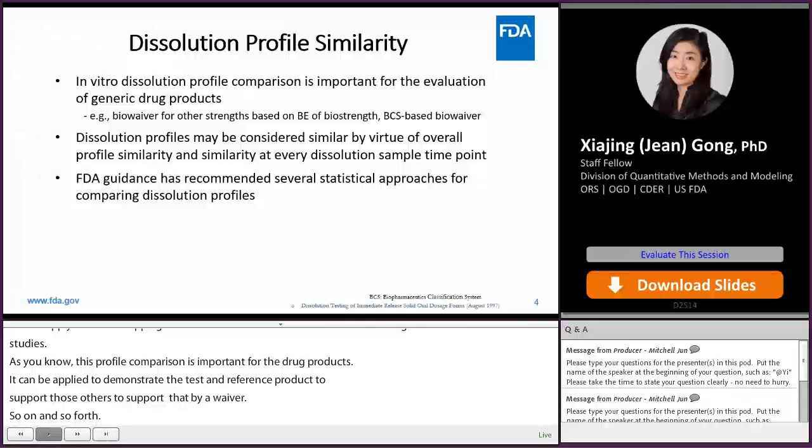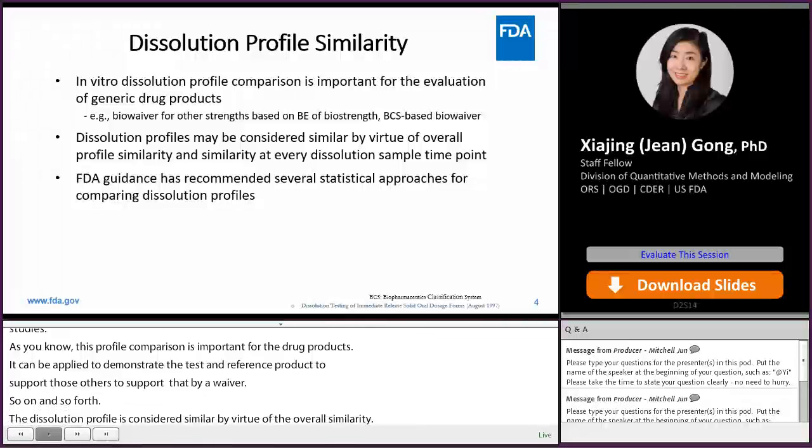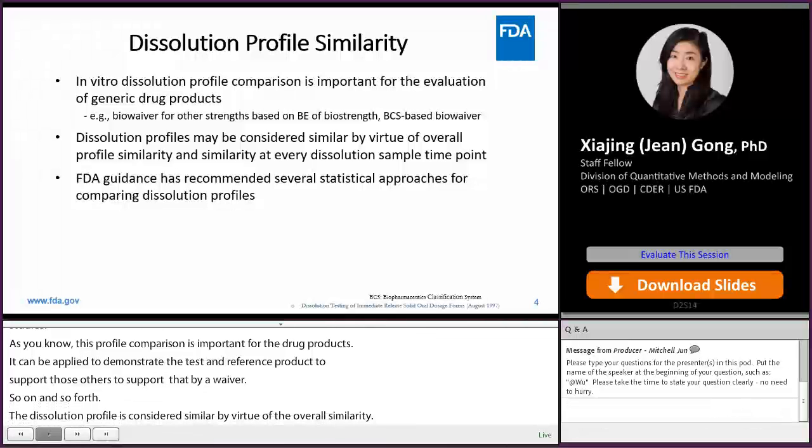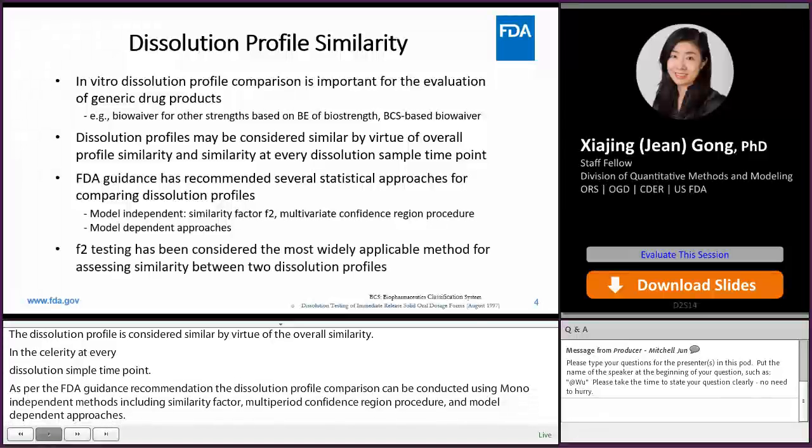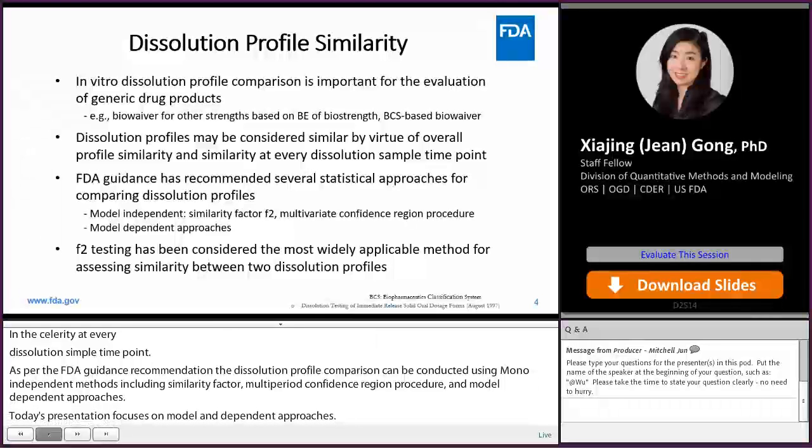As per the FDA guidance recommendation, the dissolution profile comparison can be conducted using model-independent methods, including similarity factor F2, multivariate confidence region procedure, and model-dependent approaches. Today's presentation focuses on model-independent approaches. The model-independent approach F2 testing has been considered the most widely applicable method for assessing similarity between two dissolution profiles.